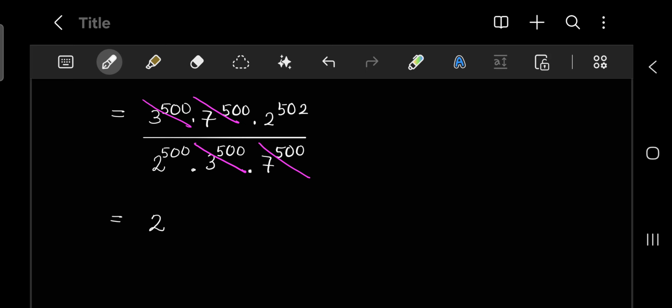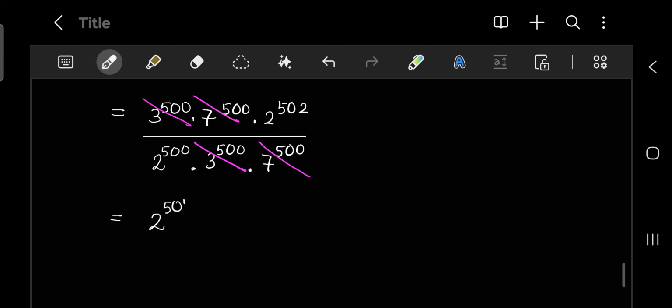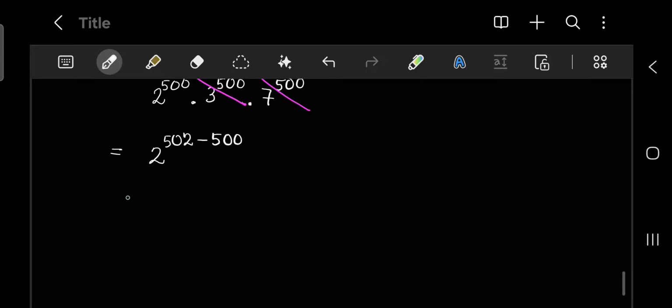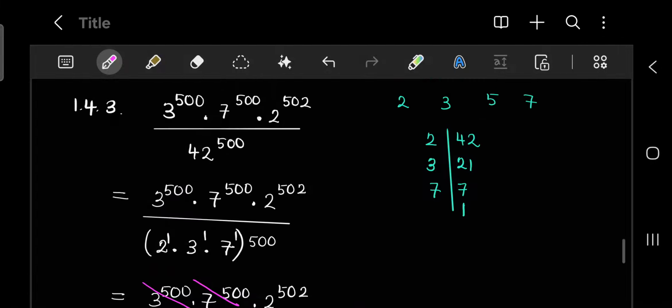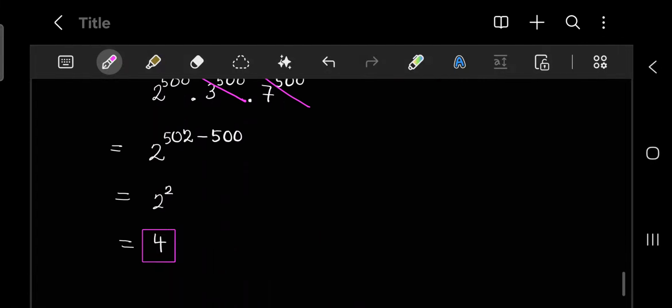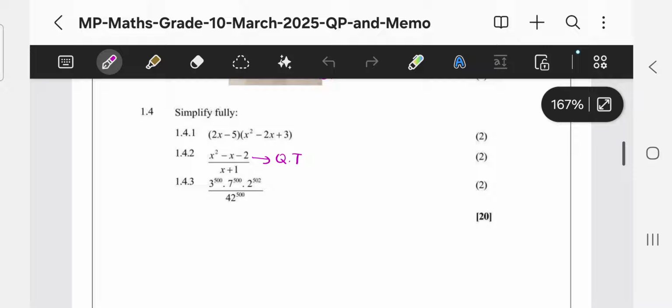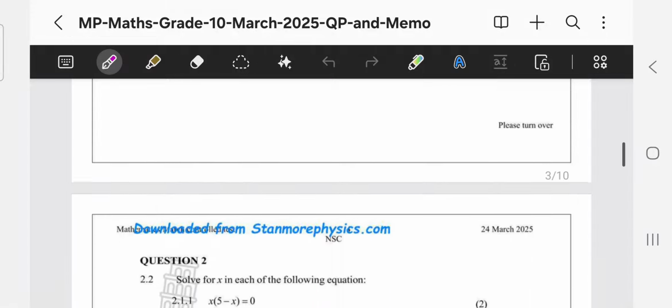Now, to simplify, I am now dividing bases that are the same. So I'm going to subtract the exponents, and it is going to be the top exponent minus the bottom exponent. This leaves me with 2 to the power 2, which is equal to 4. And that is our final answer. So that means that initial fraction that was given to you simplifies and is equal to 4. So we're actually done with question 1. We can now go on to question 2.